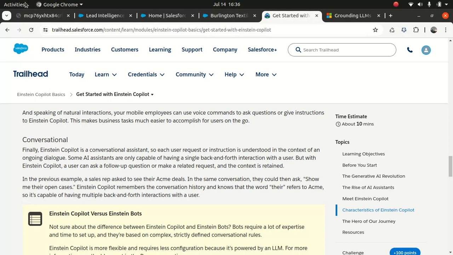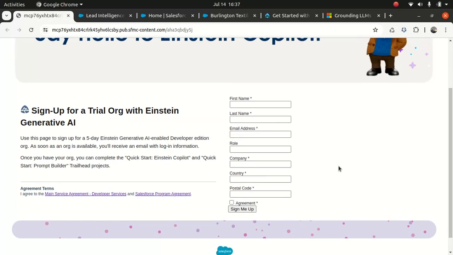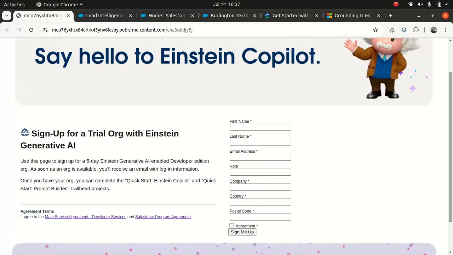Yes, you can do a free trial. I'll put the link in the description below. It's a 5-day trial, which is good enough for you to get your hands on. I'm using a trial version as well because I cannot use my enterprise work org to demonstrate anything, since I have signed an NDA. You fill in all the information and you'll get a regular Salesforce email to reset your password and so on, normal stuff.